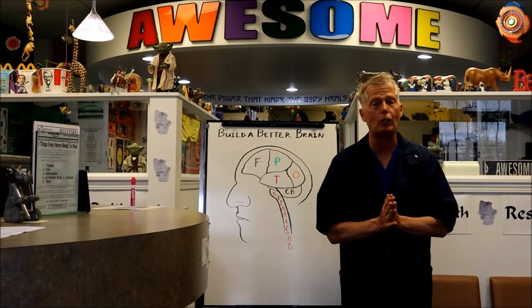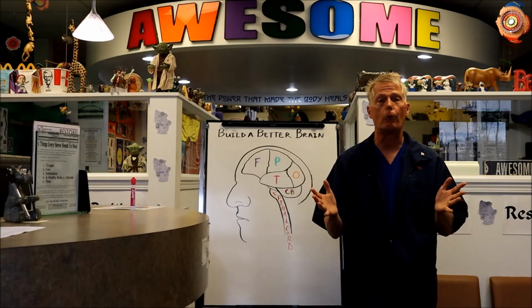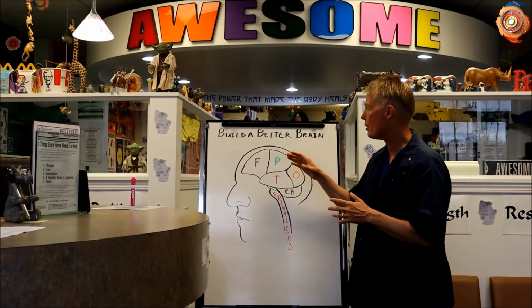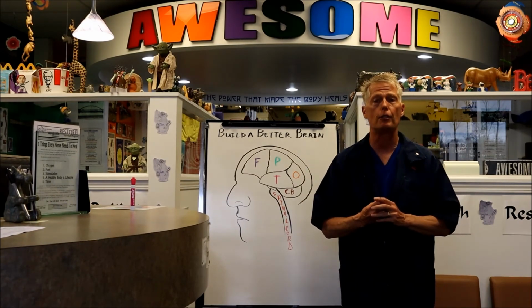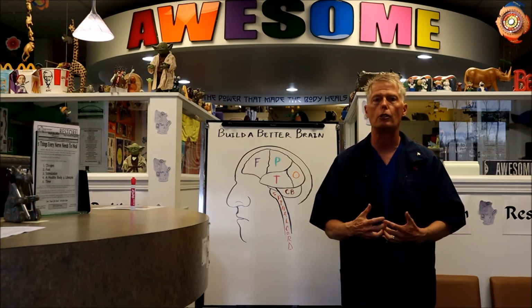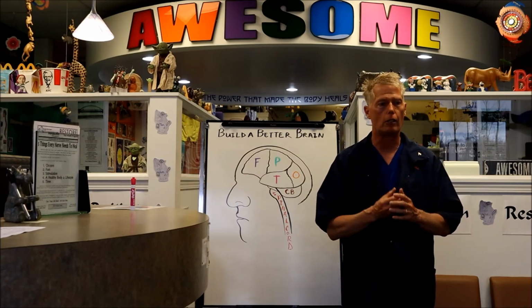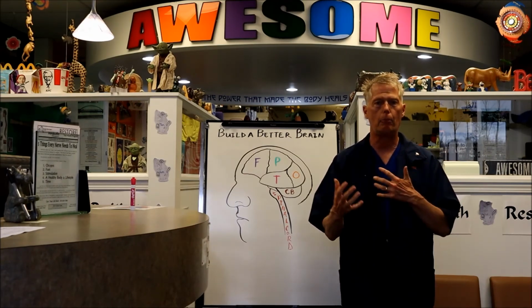So I want to thank you for our Build a Better Brain workshop. Next week we're going to go into more of the peripheral nervous system. We're just going to introduce you to the systems of the nerves. Then we're going to talk about nerve action. We've got a big plan.